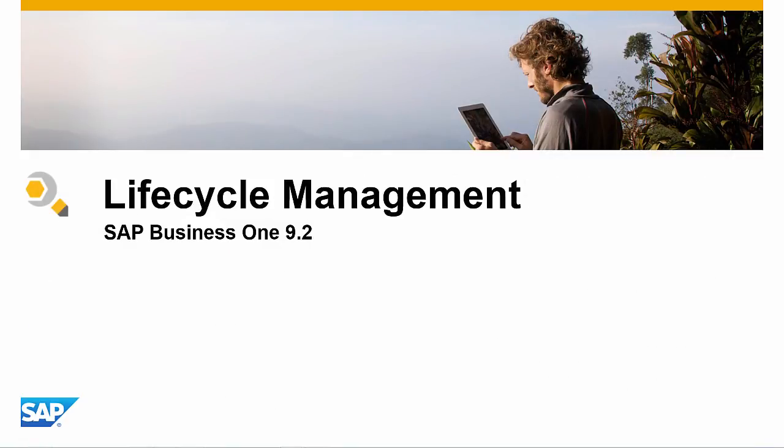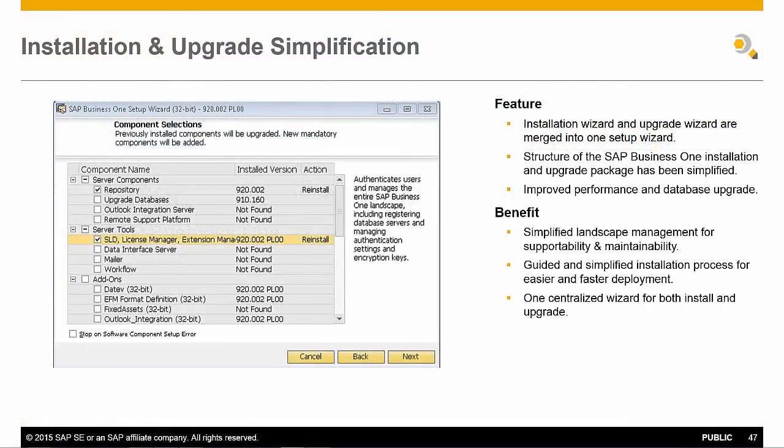Let's now highlight several lifecycle management and support features for SAP Business One 9.2. Simplification of the installation and upgrade process focused on the installation wizard and the upgrade wizard, which are now merged into one setup wizard. You can now easily use the setup wizard to perform both an installation and an upgrade. The structure of the SAP Business One product package has also been simplified. But please note that the demo databases are only available in the installation package itself.